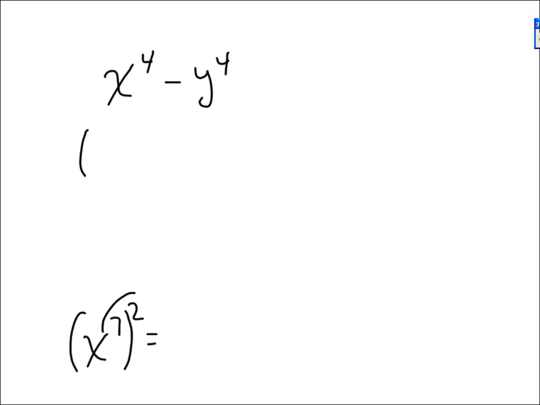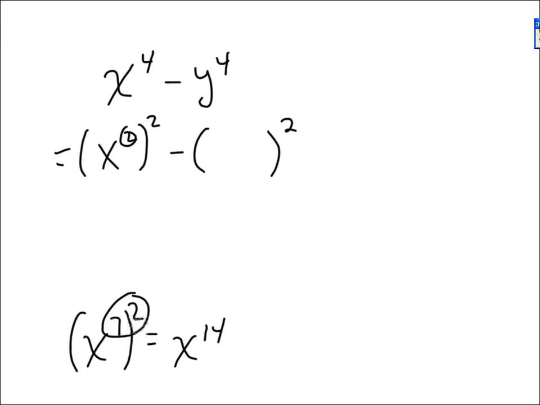Now, here's an interesting problem. I hope I write it down right. In fact, I won't put any numbers in, so I'm pretty sure it'll be right. x to the 4th minus y to the 4th. Now remember, if you have, say, x to the 7th squared, you multiply the powers. Well, I definitely want to have a square out there, so I want to say the difference of squares. Again, the difference of squares.